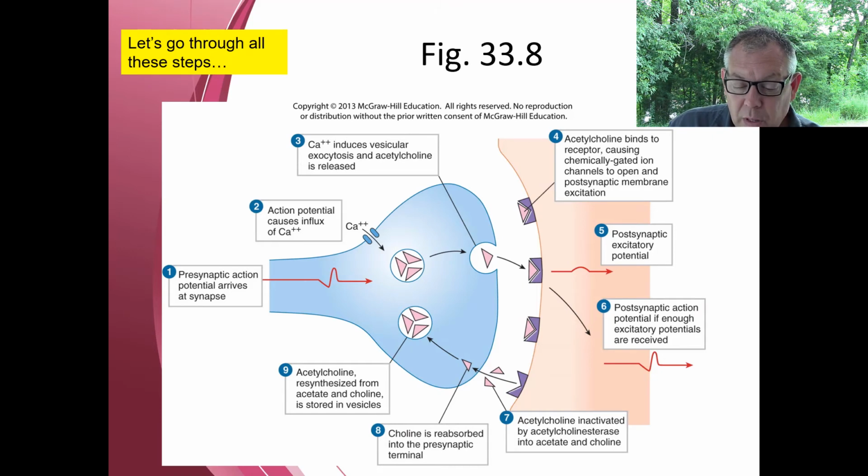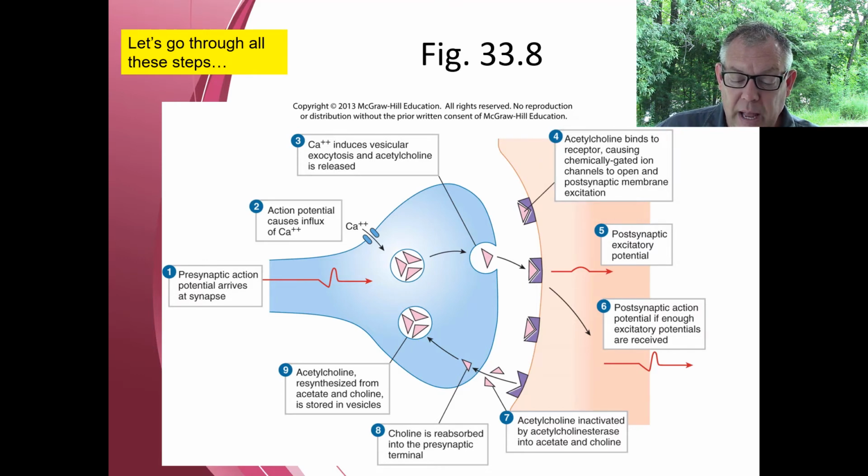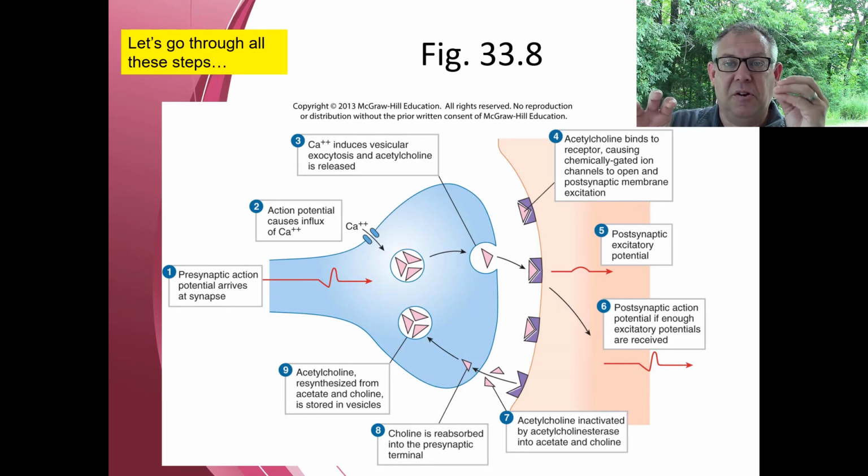Okay, step 4. Acetylcholine binds to a receptor, causing chemically gated ion channels to open and postsynaptic membrane excitation. So again, you can read that through and break it down. But the acetylcholine binds to a receptor. So in the postsynaptic neuron, the neuron that's receiving the signal, it's got receptors, it's got proteins on its membrane surface that are perfectly shaped for acetylcholine. And so the acetylcholine can bind to those receptors.